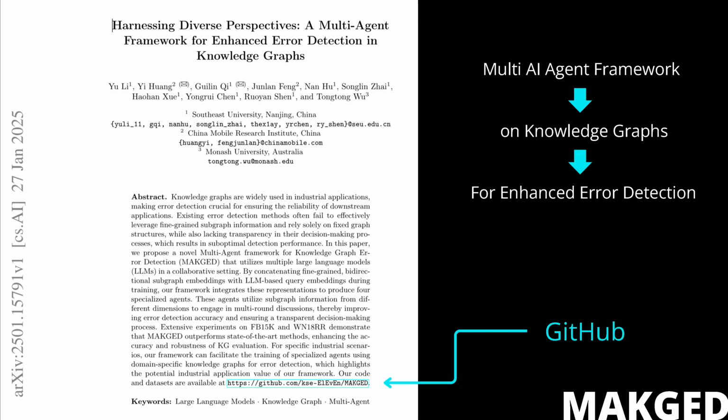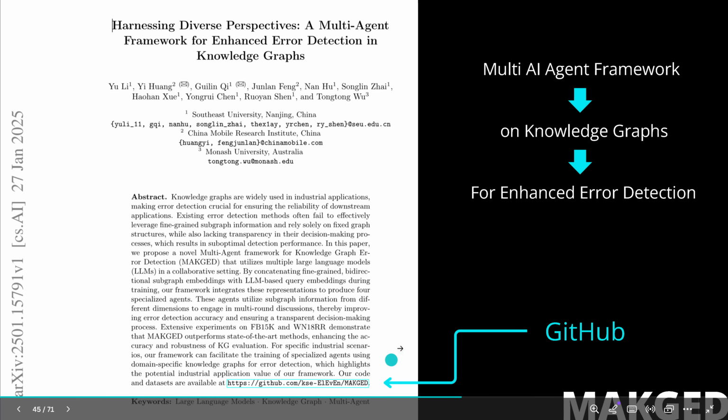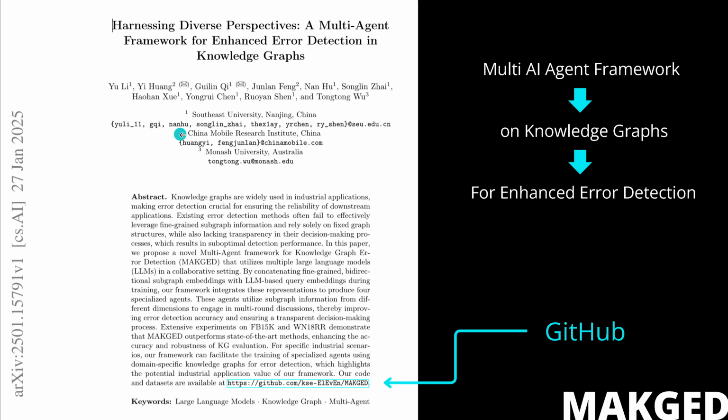And you say, unbelievable. Yeah, there's a GitHub code for you. Here you have GitHub open source. Beautiful. Also from our colleagues here at Southeast University, Nanjing in China. Plus, yes, just see here, Monash University from Australia. Hello to Down Under. They call this MUG-GET. Beautiful. This is here a novel multi-agent framework for knowledge graph error detection, MUG-GET.